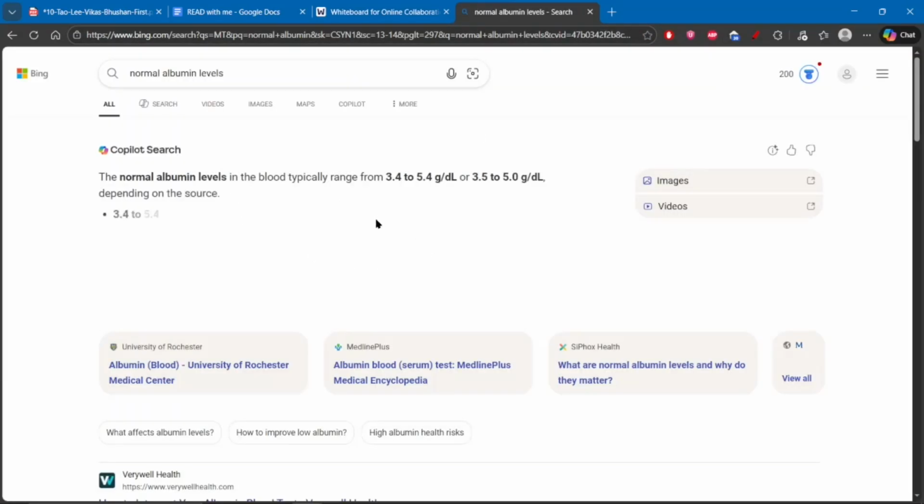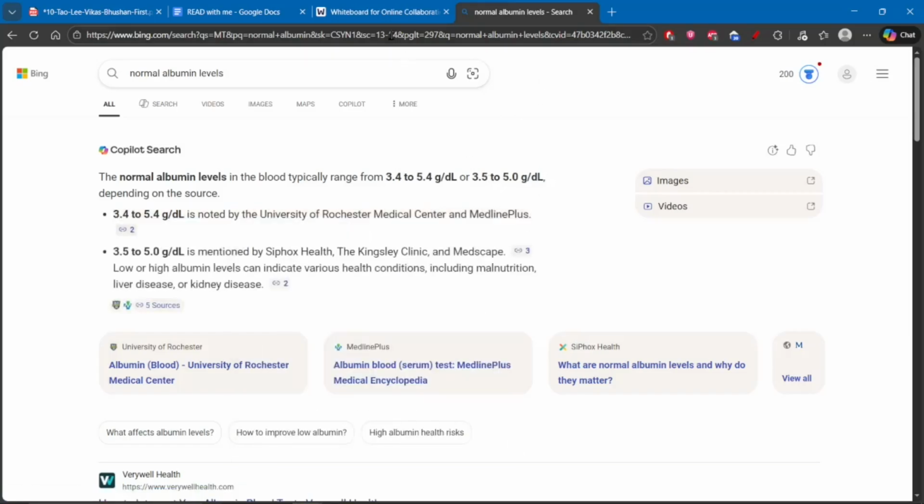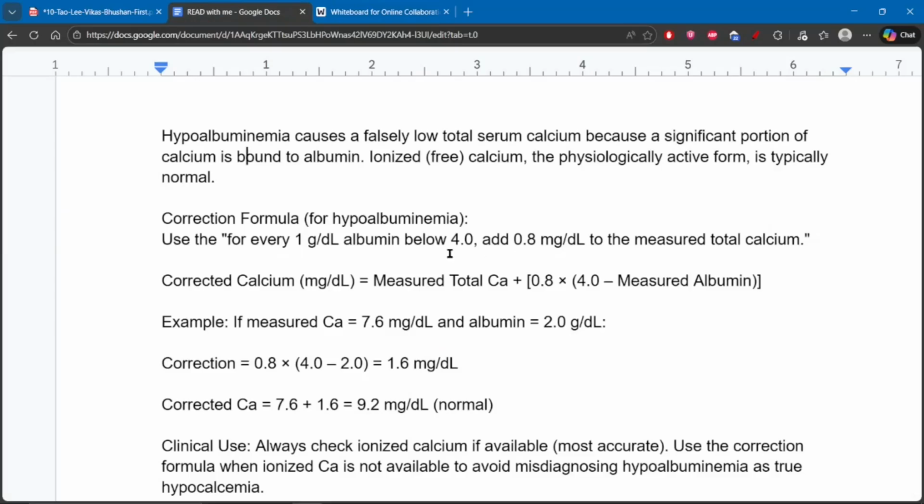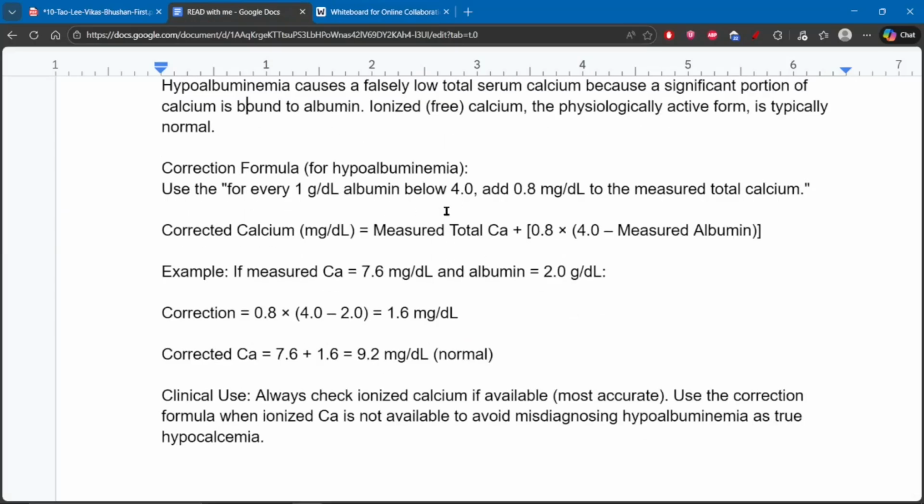Let's confirm it. So yeah, so 3 to 5 approximately. So the average normal value is 3 to 5. So for every 1 gram per deciliter decrease in albumin below 4, you add 0.8 milligram per deciliter to the measured total calcium. Right. So the corrected calcium formula is the measured total calcium, which is given in the question, plus 0.8 times 4 minus the measured albumin.